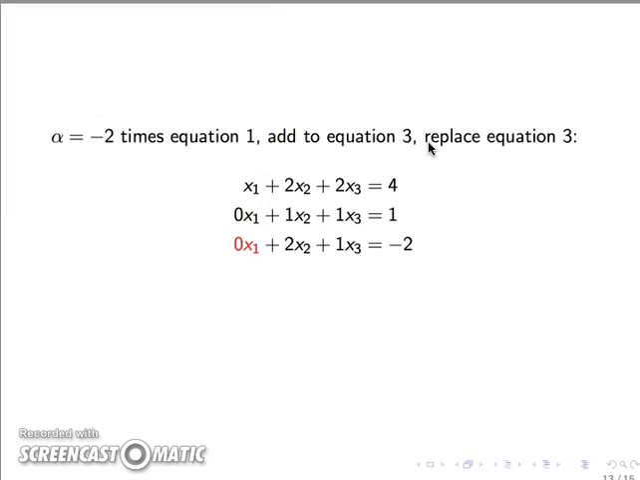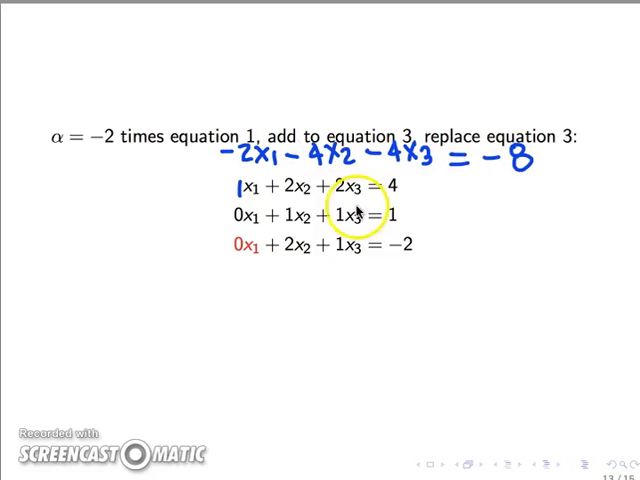Okay, so what we do next is multiply equation 1 by -2, add that to equation 3, and replace equation 3. Okay, so multiplying the first equation by -2 is going to give us the following. Remember, we have a 1 here, so multiplying equation 1 by -2 gives us -2x1 minus 4x2 minus 4x3, and then on the other side of the equal sign, we're multiplying 4 by -2, that would be -8.